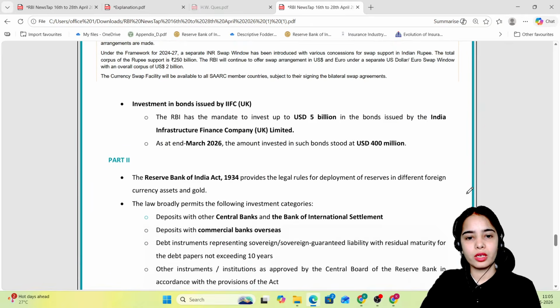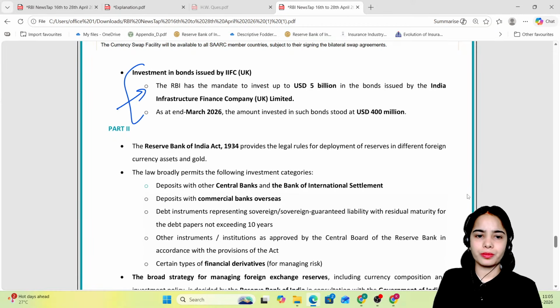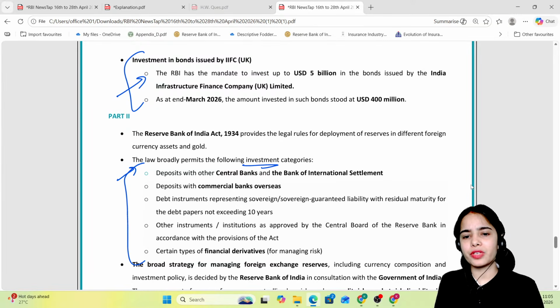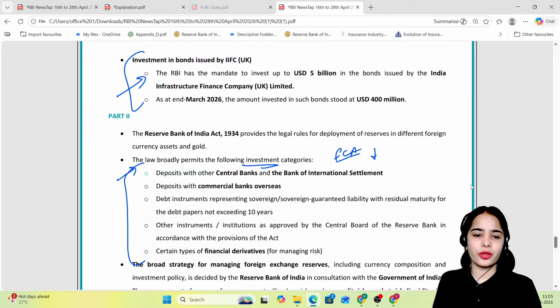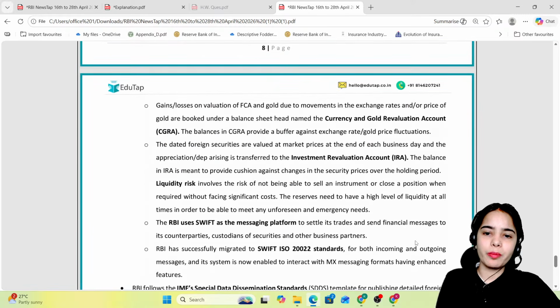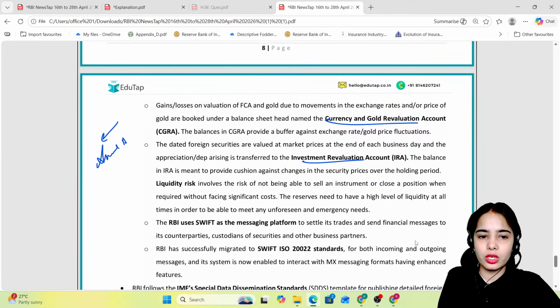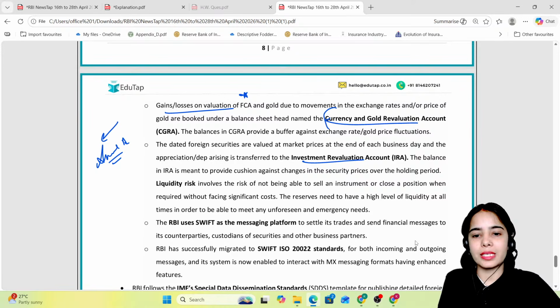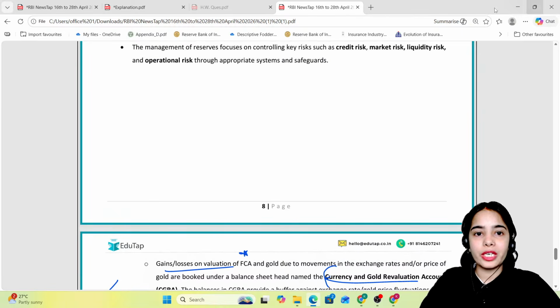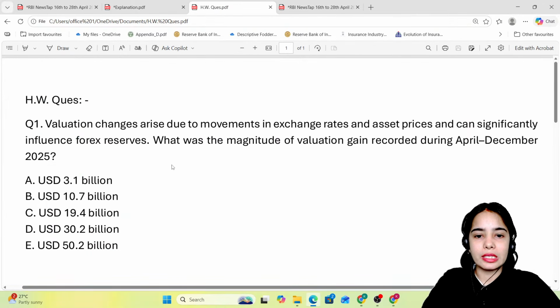Okay, then this is important, of course. And the rest is the law broadly permits the following investment categories from the FCA, so that you have to keep in mind. The rest is theoretical. Okay, the accounts are important, in which accounts, because this will also be discussed in the annual report. So here the gains or losses from the valuation, you have to remember that there are separate accounts. What is the name of the account, that you have to keep in mind. That's it.